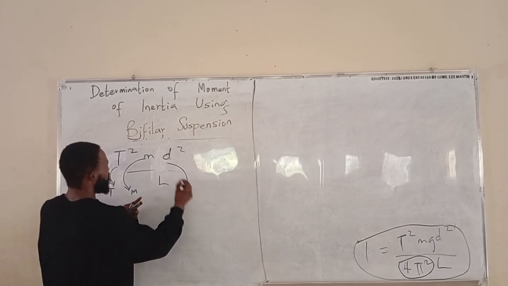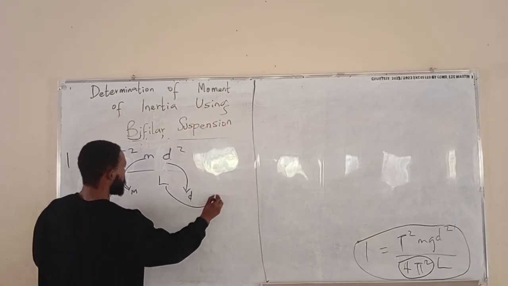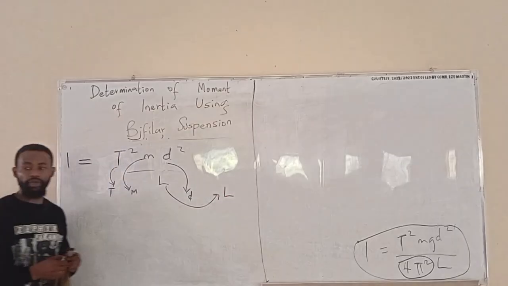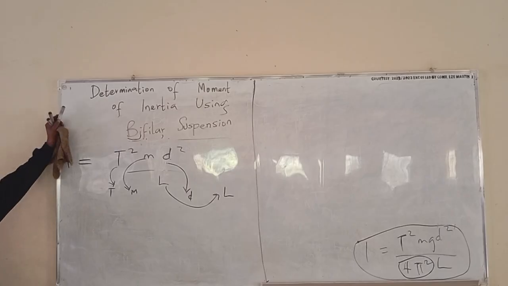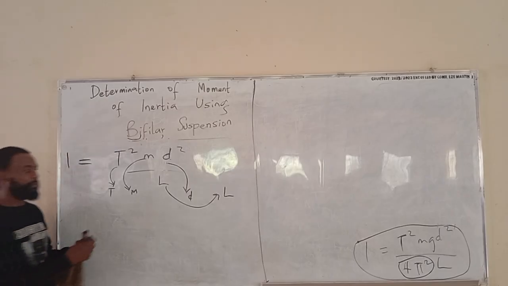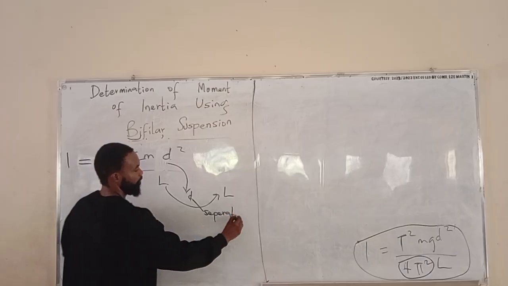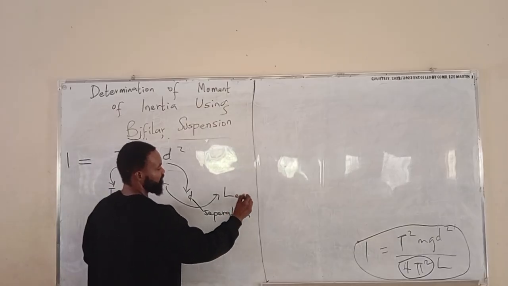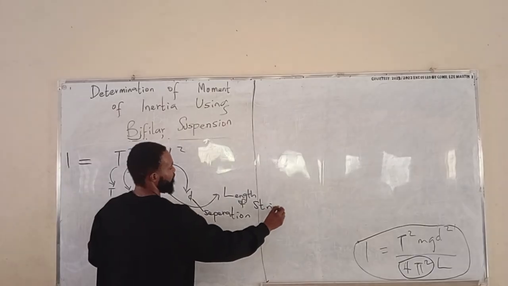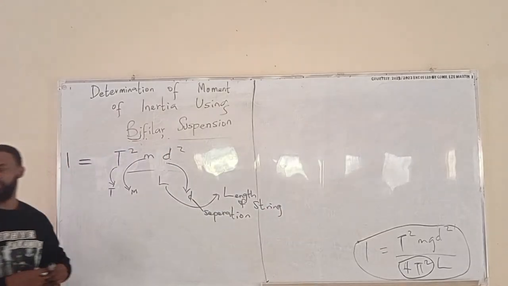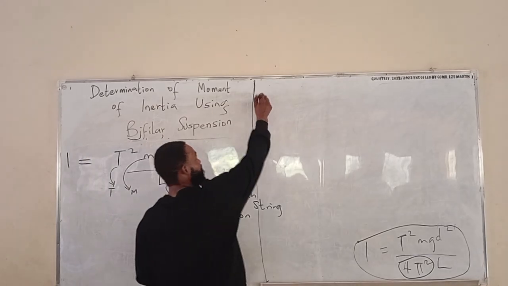So this is a quantity called distance, and this is a quantity called length. And you know, they are the same quantity, but notice that they mean different things in this practical. This one is simply distance of separation. This one is simply length of string. Is it not true? Length of string.